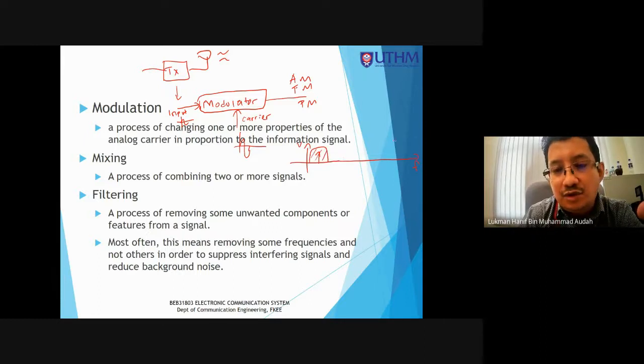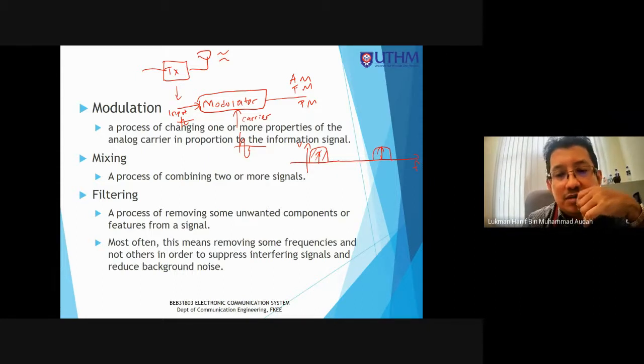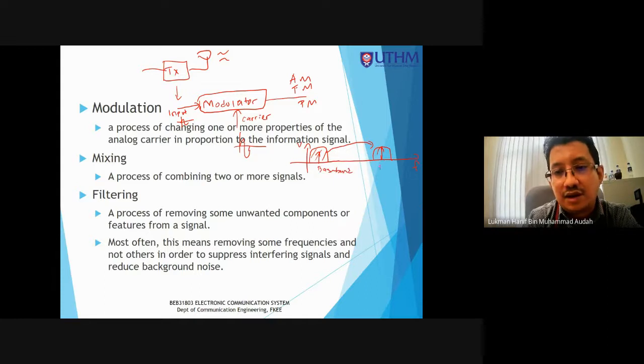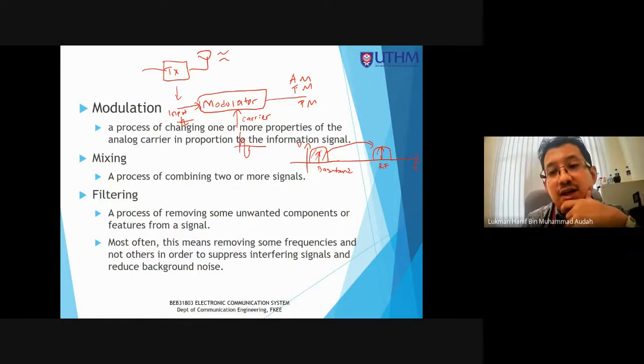When you do modulation with the carrier, for example, carrier is here. Carrier mempunyai frekuensi yang lebih tinggi. Ini dia punya bandwidth. So when you do the modulation, actually you are going to translate this baseband into band pass signal, daripada frekuensi yang rendah kepada frekuensi yang tinggi. So ini baseband. This is a RF signal. So you translate into higher frequency and you will transmit this to the receiver.